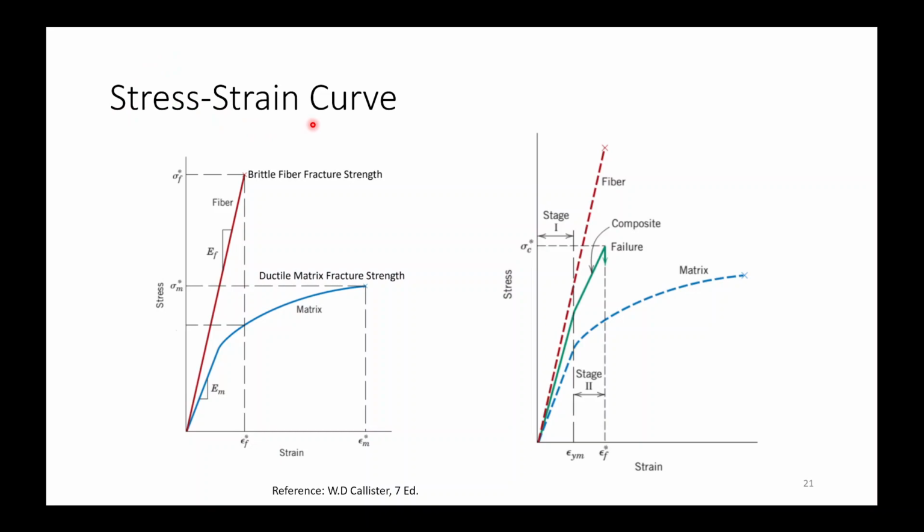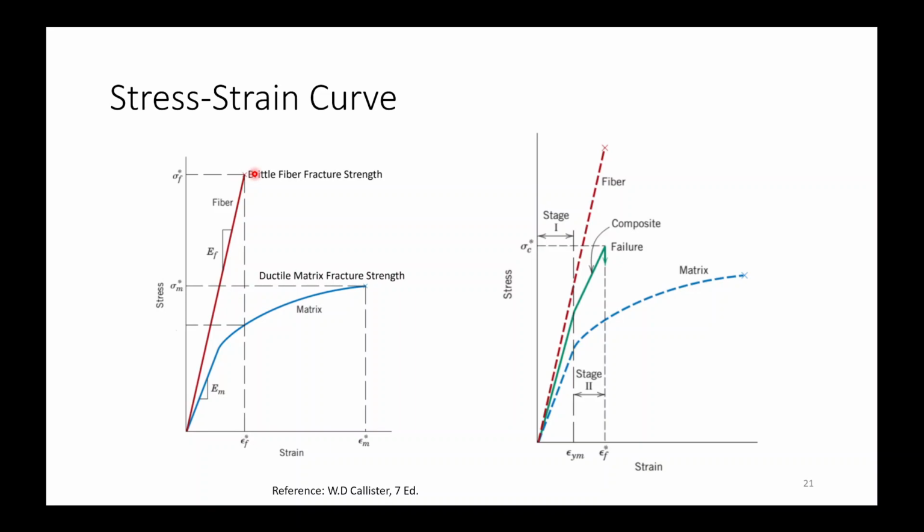Now, the stress strain curve. For the matrix, this blue curve is followed, and for the fibers, this red curve is followed. The blue curve has a lower Young's modulus compared to the fibers. The matrix will fail in a ductile manner and has a lower strength, and the fiber will fail in a brittle manner and has higher strength.